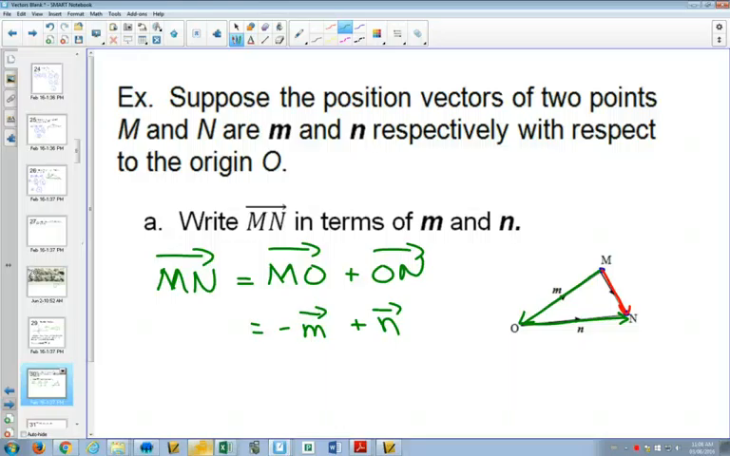And you'll see a lot of textbooks end up writing this like this, because it looks nicer to subtract. But I prefer writing it as negative M plus N because I really can see it from the picture. I want to go from M to N. That means I have to start here, go negative M, and then go positive N to get there. It's not as visually easy to see going positive N first and then negative M.